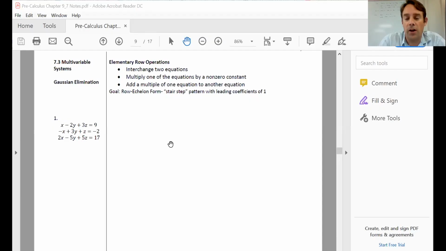All righty, folks. So we got done talking about conic sections. So now the second half of this chapter deals with matrices. Now, matrices are built on the idea of systems, linear systems.